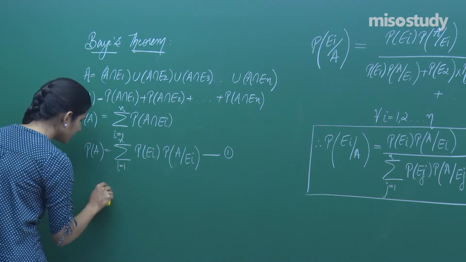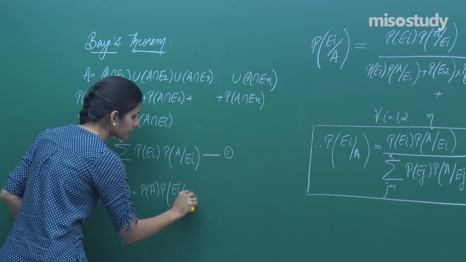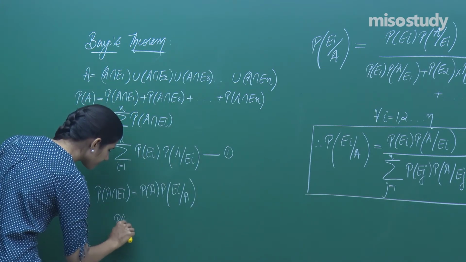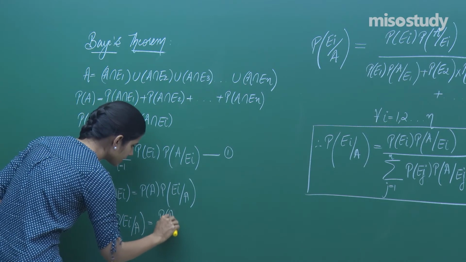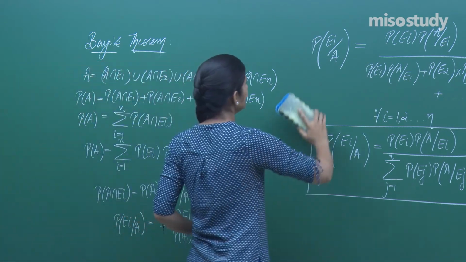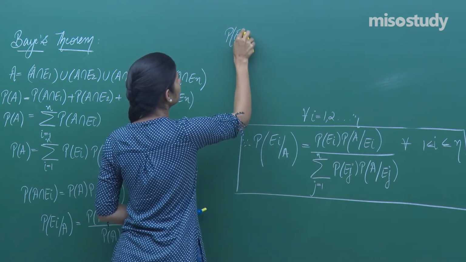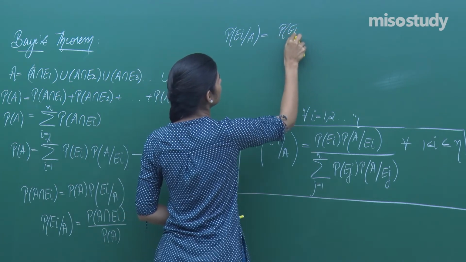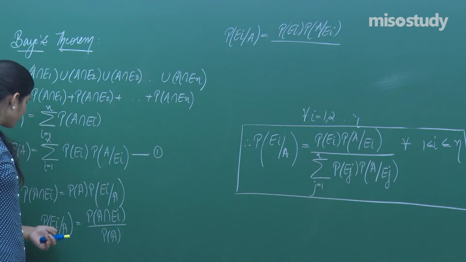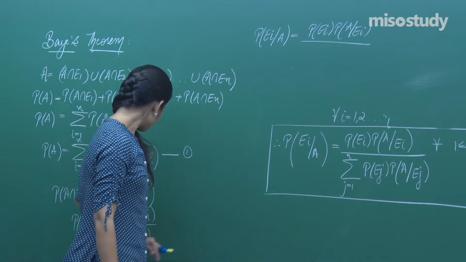Now, if I talk about probability of A intersection Ei again, I can also write this as probability of A into probability of Ei by A. It is probability of Ei by A that I wish to find the expression for. So I'll keep it as it is and take the rest of the things to one side. Understood? But what is probability of A intersection Ei? It is probability of Ei into probability of A by Ei. By the multiplication theorem on probability, probability of A intersection Ei is probability of A into probability of Ei by A or probability of Ei into probability of A by Ei. Now, the denominator is probability of A.